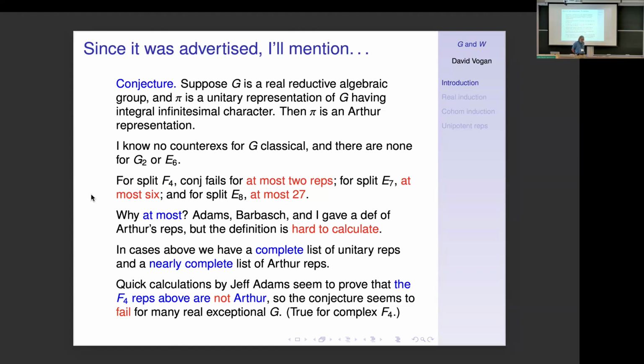If Jeff's calculations are right and these unitary representations are not Arthur, then it's a really interesting question: why are they unitary? Where do they come from? That would be great to sort out. If Jeff's calculations were wrong, in other words, if these two representations are Arthur representations, then it would be great to really understand how to compute his packets in exceptional groups.